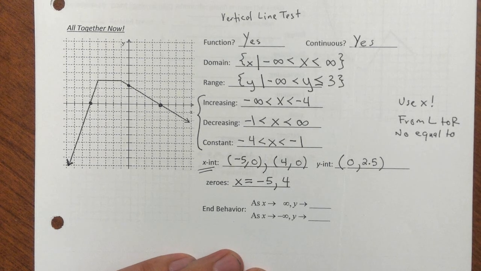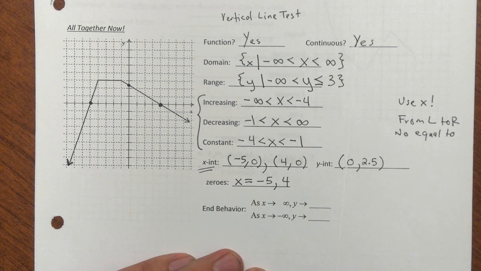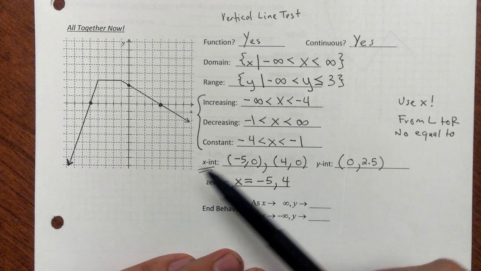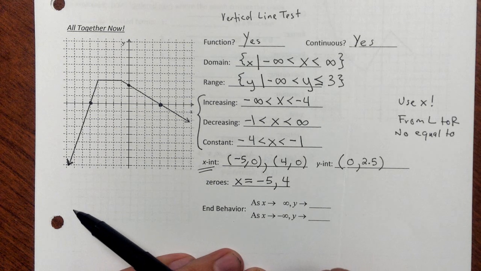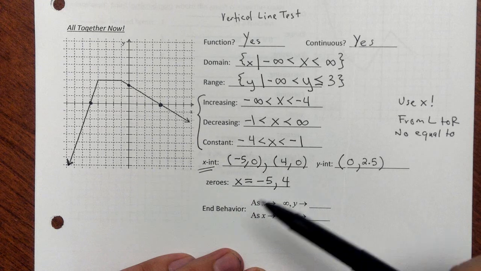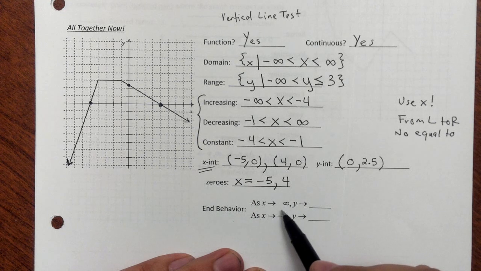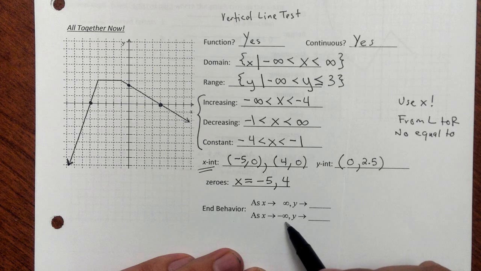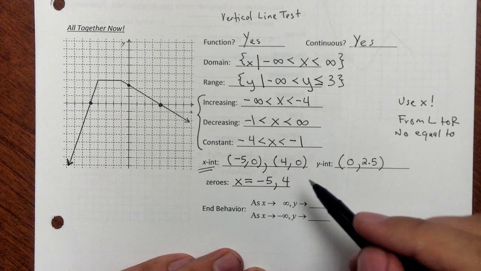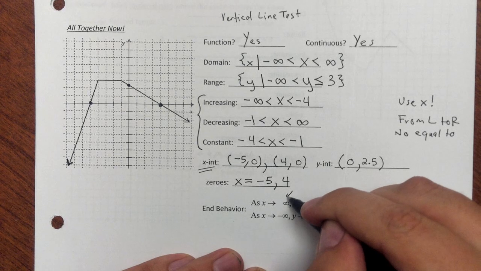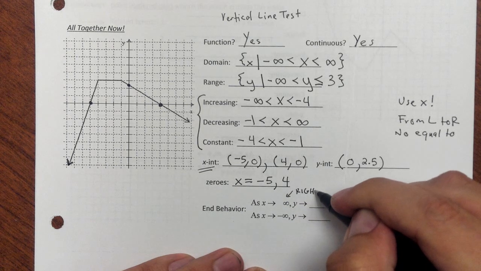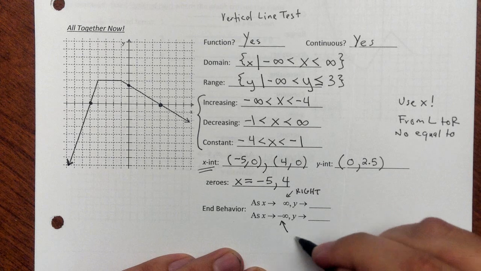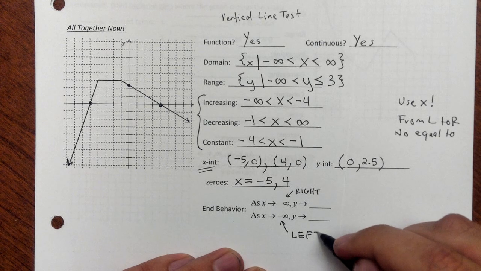Now the last bit, end behavior. The end behavior is asking you what's happening on the left and right sides of this function. So as x approaches infinity is what this says, and here this says as x approaches negative infinity. As x approaches infinity, positive infinity, this is the right side. As x approaches negative infinity, that is the left side of my graph.